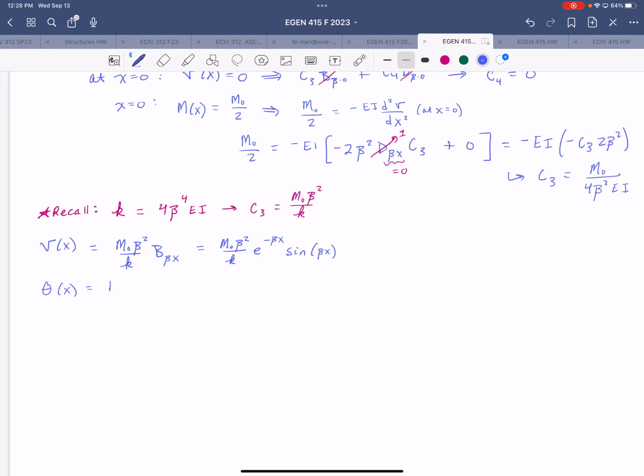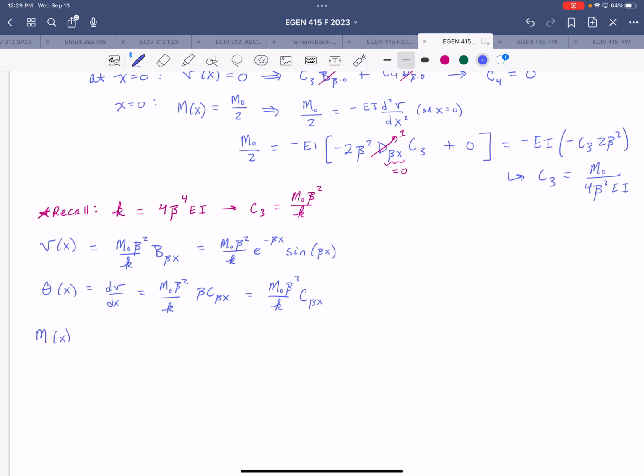And then for slope, we would just take the first derivative. So we would have M naught beta squared over k. And then as I pointed out earlier, the first derivative of B beta x was 1 over beta times C beta x. Or no, I got that flipped up. The first derivative of B beta x is beta times C beta x. So we'd have M naught beta cubed over k times capital C beta x.